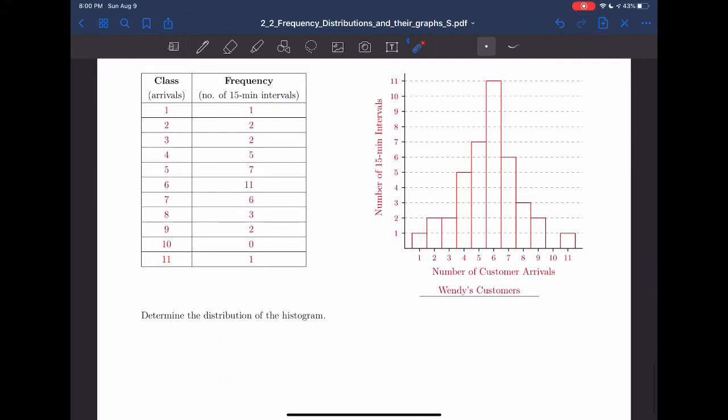Okay, but we could also ask the question, we could determine the distribution, or the shape of the histogram, and we could say this is about symmetric.